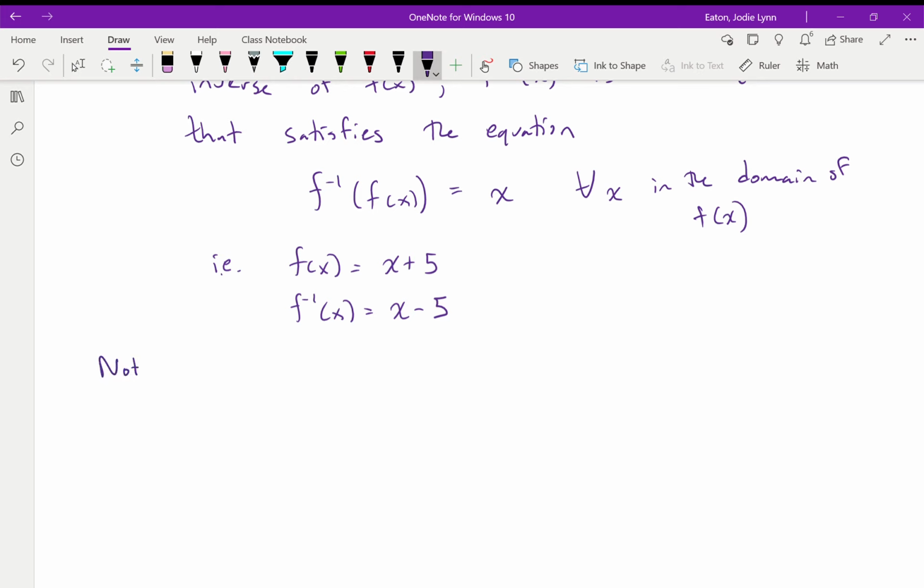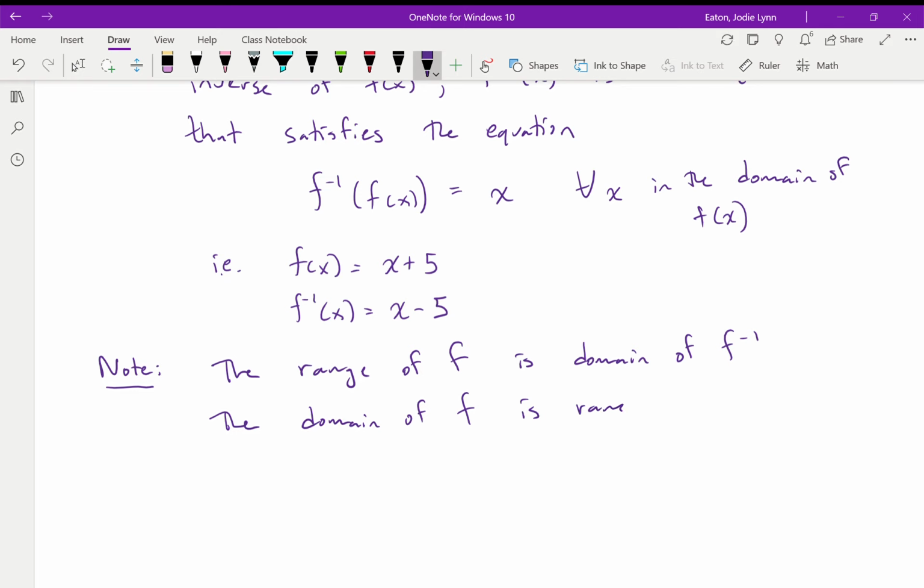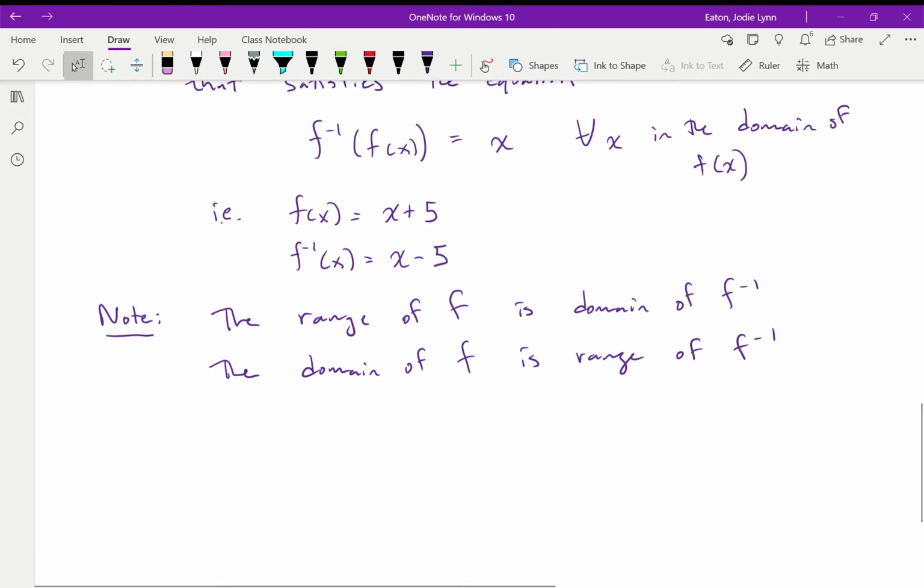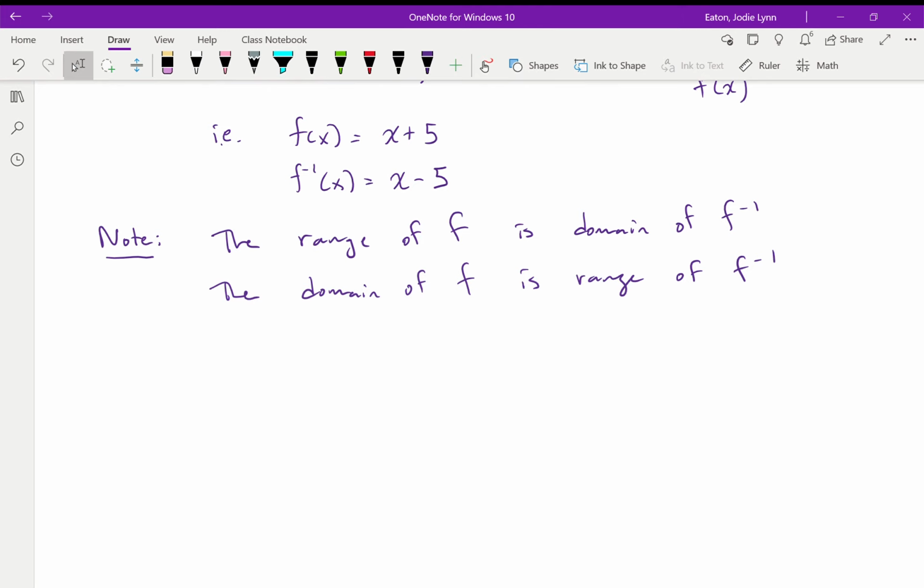So what this does is we're linking outputs of one function to inputs of the other and vice versa. So the range of f is the domain of f inverse. And similarly, the domain of f is the range of f inverse. So it maps domain to range, range back to domain.